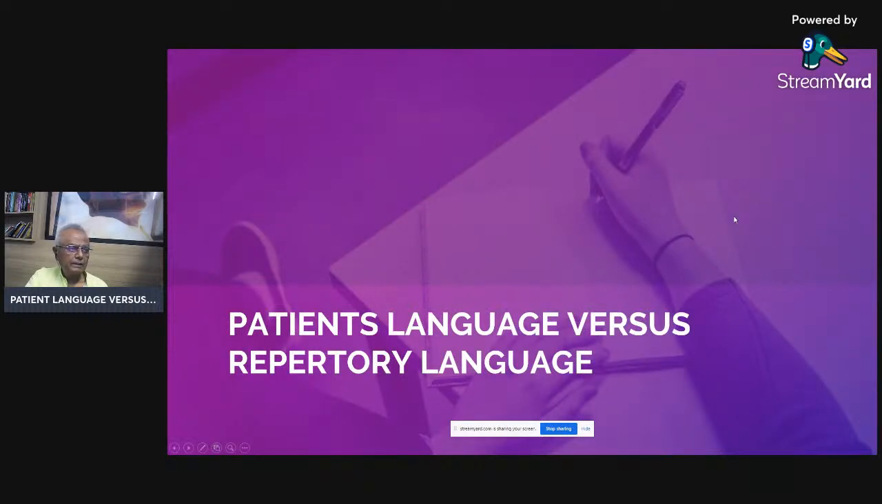So friends, the topic is patient's language versus repertory language. When we talk about language, the first thought that comes to us is the language that we are able to express. It is about expressing ourselves. And the best way to express ourselves is our mother tongue, where we are very confident, and usually we have better expression when we talk in our own mother tongue.